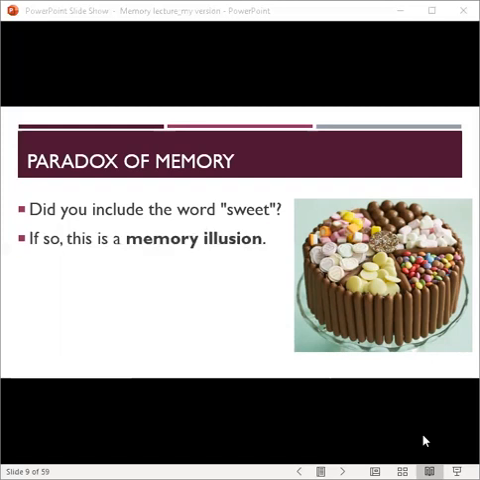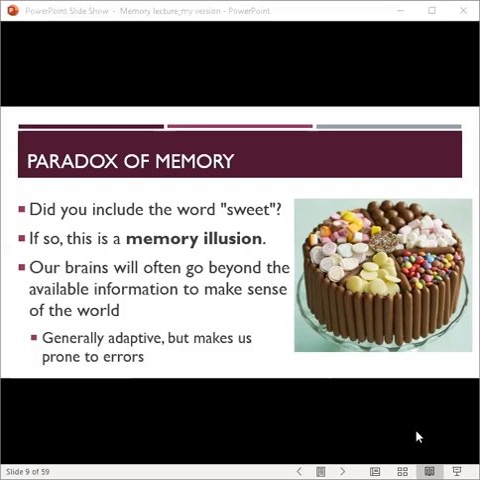But if you did write down this word, it's because you fell victim to a memory illusion, or a false but subjectively compelling memory. It's like a byproduct of our brain's tendency to go beyond the information that it has at its disposal to make sense of the world.